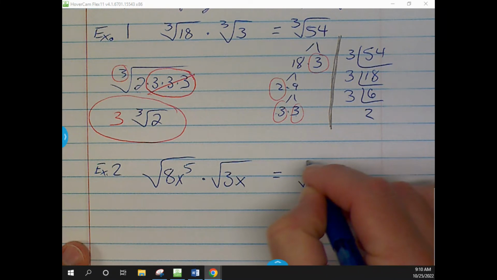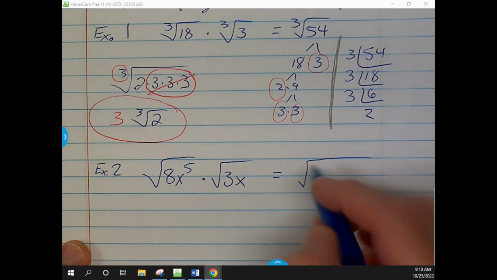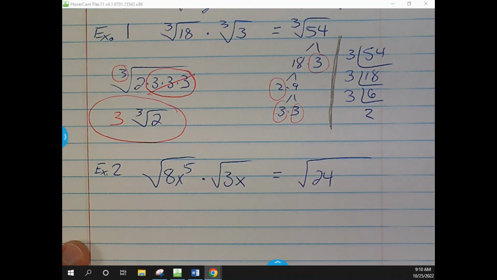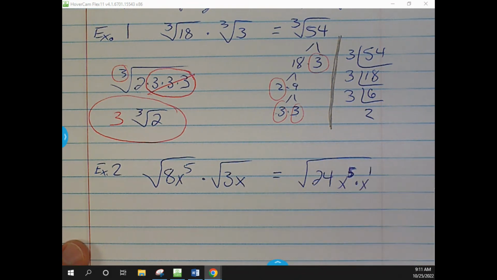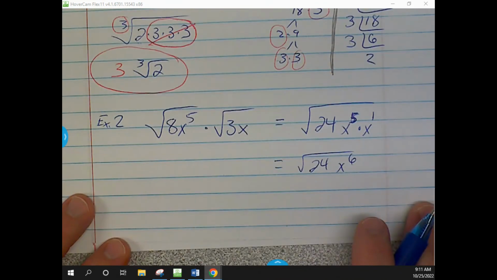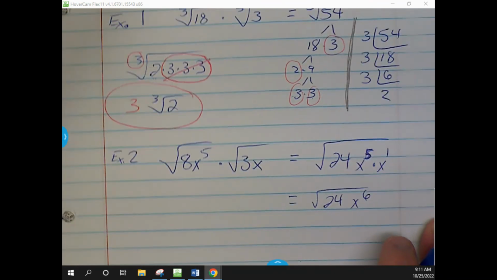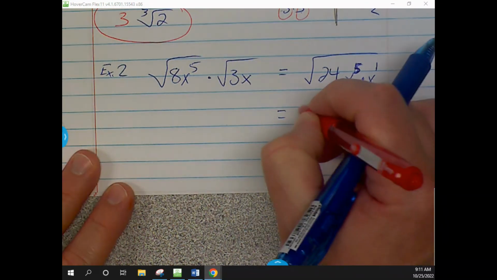All right, so let's go ahead and put it all together because there is, again, no coefficients on the outside. So we're doing 8 times 3 for 24. And remember with the exponents, you're going to do x to the 5th times x to the 1st. So that would be the square root of 24, x to the 6th. Yes, so the index in that case would be 2, yes. So no index there, so we're knowing that index is going to be 2.